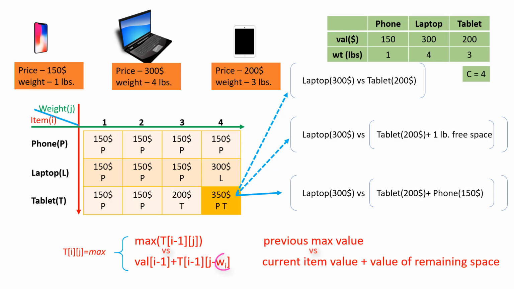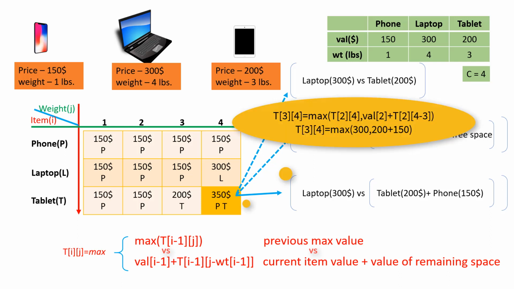In a similar way, for wi, we have to use the weight array for that particular item. We know the weight array also starts from 0 to n minus 1, so replace this wi with the weight array at i minus 1. So this is the complete formula which you can use to calculate each cell value.